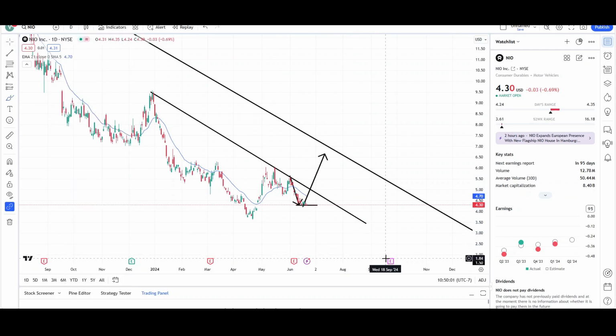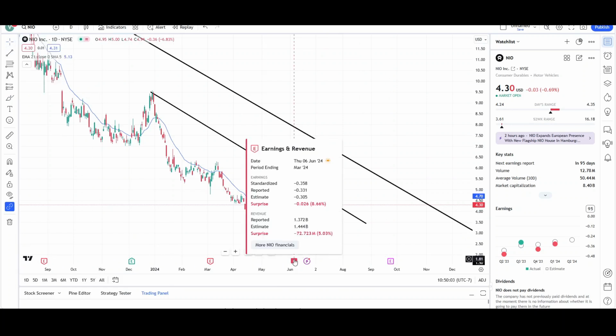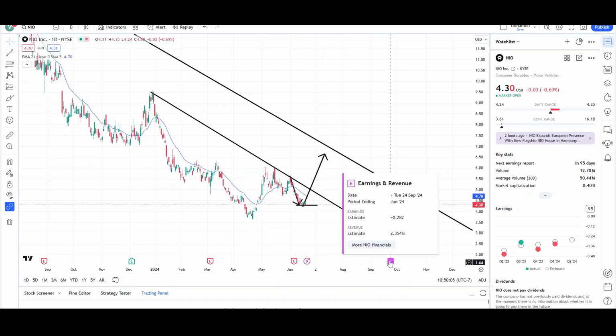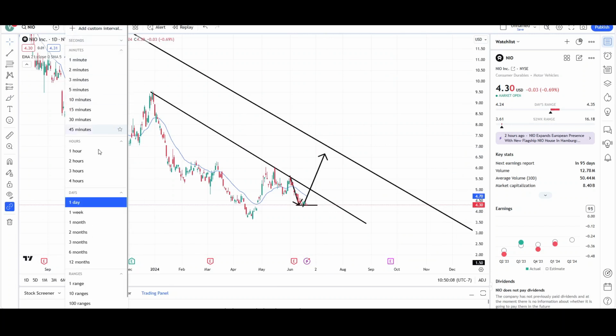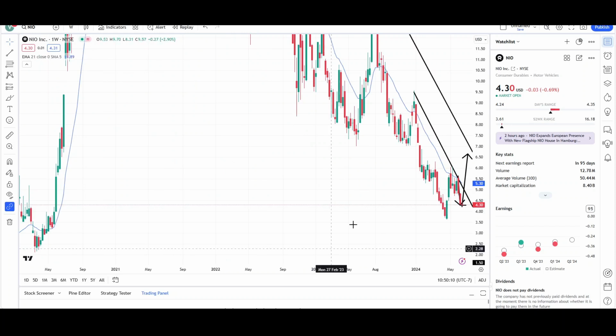The earnings report is a while away because we just saw one being released earlier this month. The next one is sometime in September. So that's all I have on the daily chart.